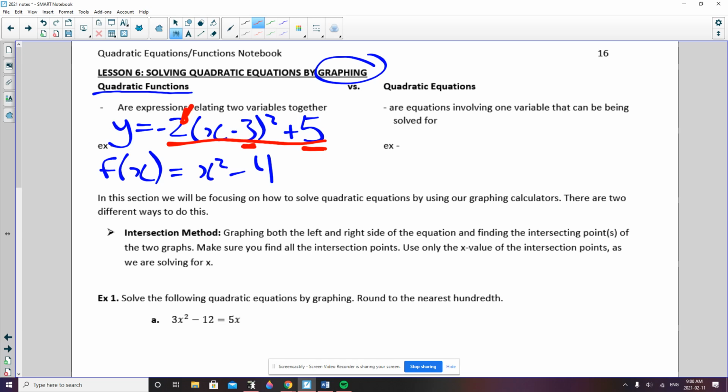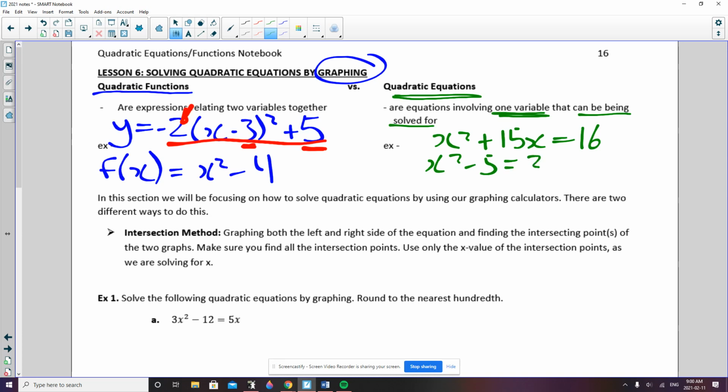So what we're going to be focusing on from this point forward is quadratic equations. Equations involve only one variable that can be solved for. So in a quadratic equation, there's only one variable and we can solve for it. For example, if I had x squared plus 15x equals 16, I could go ahead and actually solve that if I wanted to. Another one could be x squared minus 5 equals 2x plus 3, right? There's only one variable there. And if there's one variable there, I can solve for it.